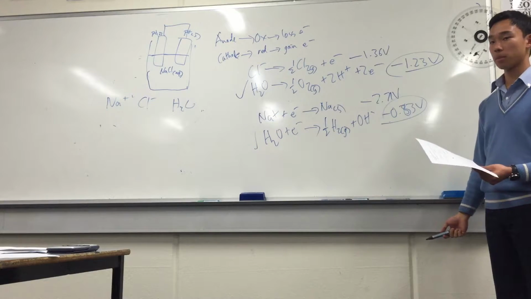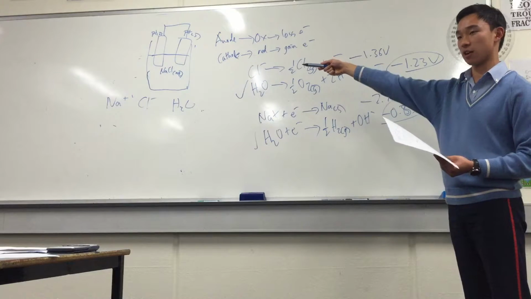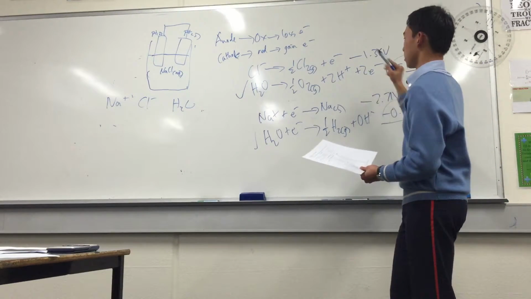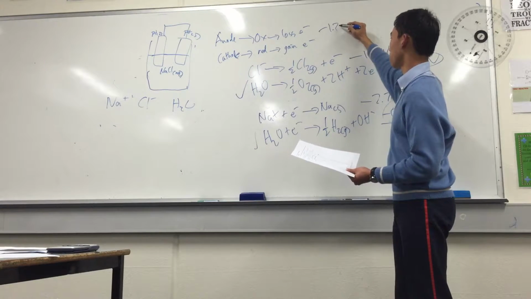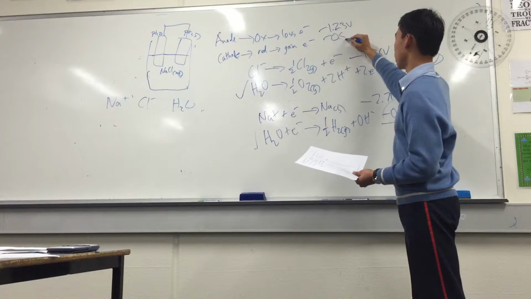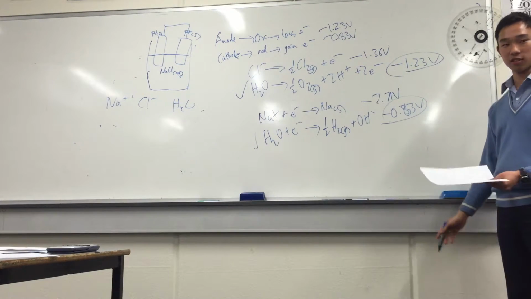Make sense? Now I want to find how much energy I need to put into this electrolytic cell for this reaction to take place. At my anode, I just did this, negative 1.23 volts. At my cathode, negative 0.83 volts. What is the voltage I need to put into this electrolytic cell?